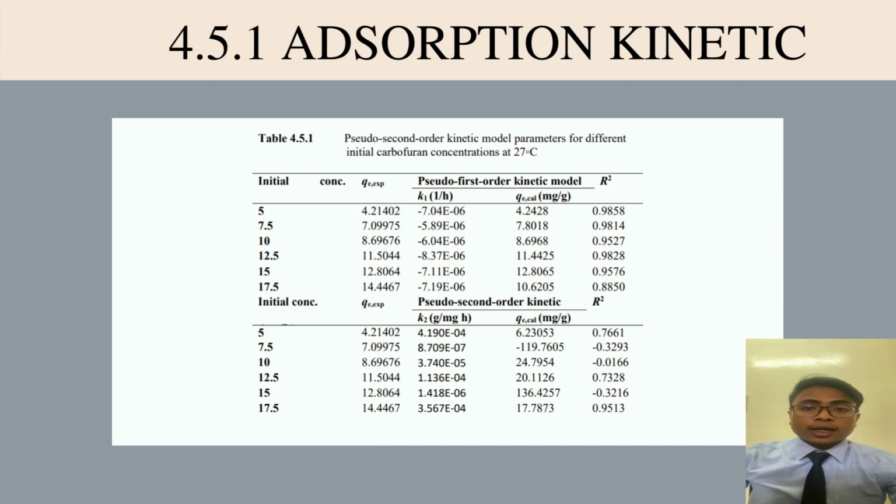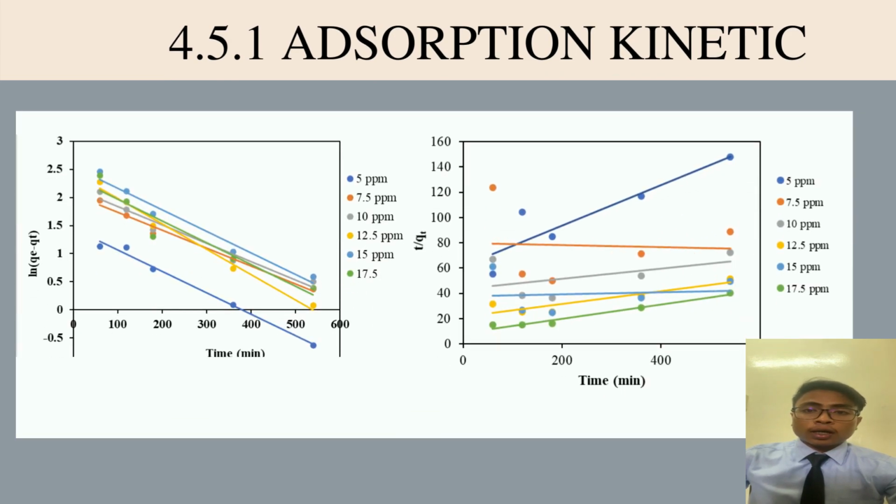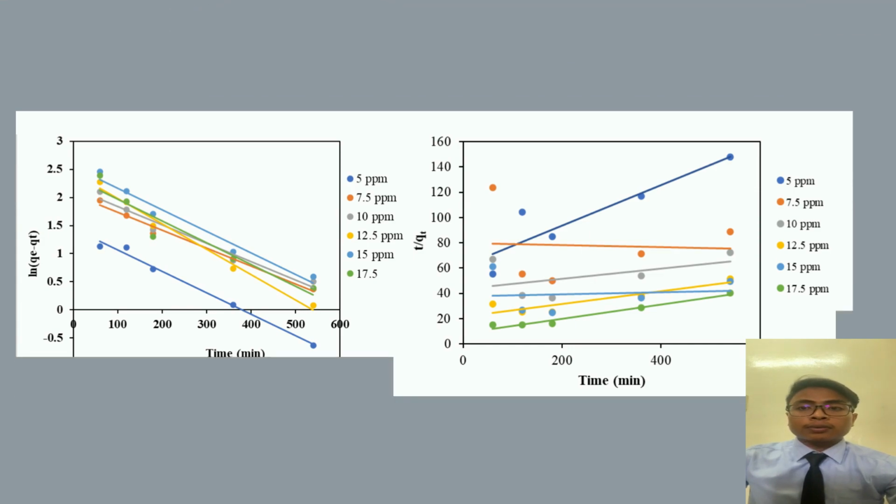After that is adsorption kinetics. To obtain kinetic information, adsorption studies were carried out at 30 degrees Celsius for various starting carbofuran concentrations, from 5 to 17.5 mg per liter, and the data collected were applied to pseudo first order and pseudo second order kinetic models. The computed R square values range from 0.885 to 0.985 for the pseudo first order kinetic model, and it matched well with the experimental data. This result reveals that the pseudo first order model best explains the carbofuran adsorption process on the activated carbon.